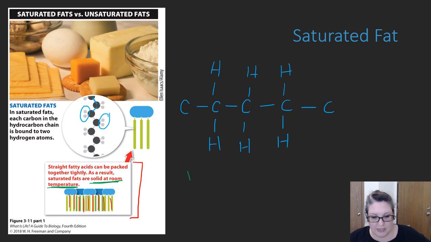Now, these can also be called animal fats. We find these mostly in animals, and they are not essential for our health. We don't need saturated fat at all.